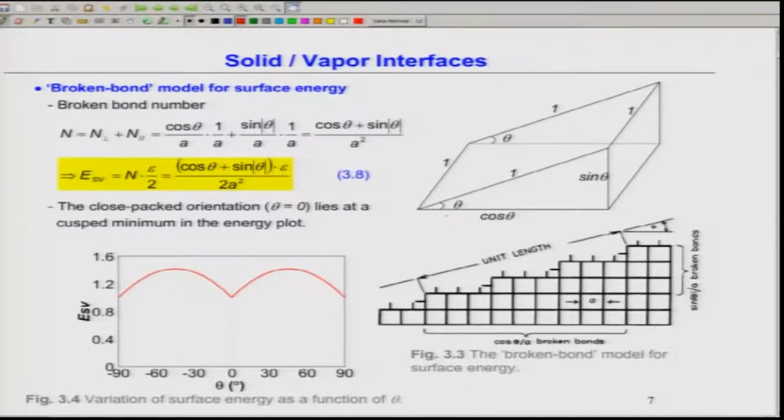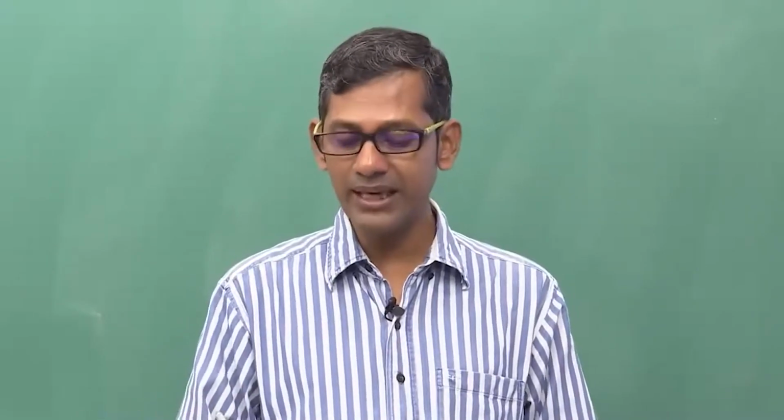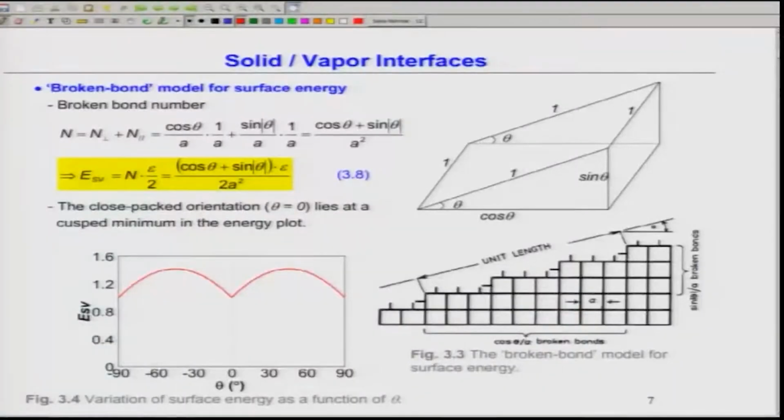Now that means the interfacial energy is a function of theta. It is also a function of a, which is the distance between the two planes, the interplanar spacing depending on whichever plane. Actually that also you can change depending on the planes, but we have considered an average value of a, and epsilon is the average bond energy.